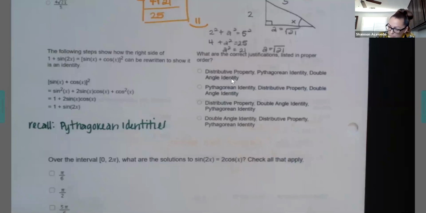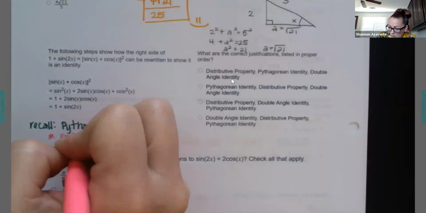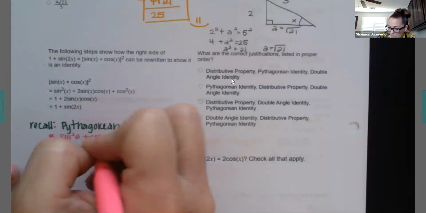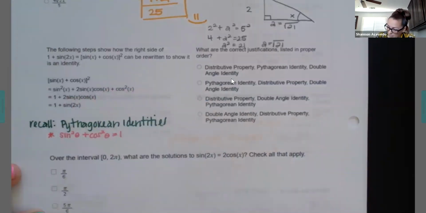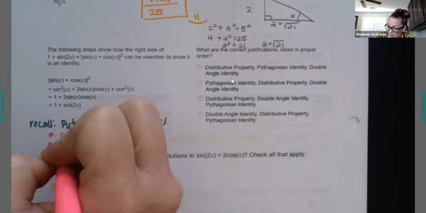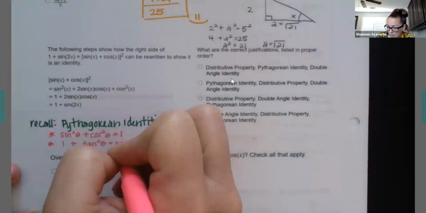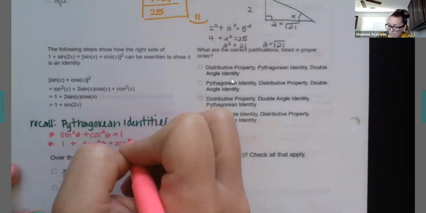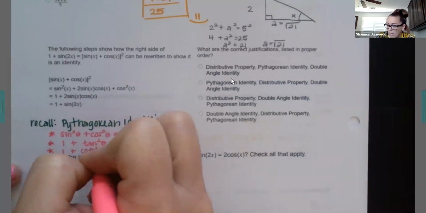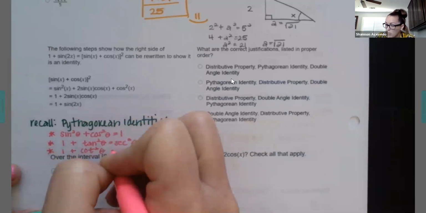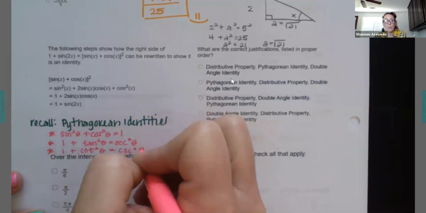So just as a little bit of a recall, I have sine squared theta plus cosine squared theta is equal to 1, which is one of your Pythagorean identities. I have 1 plus tangent squared theta is equal to secant squared theta. And my last one was 1 plus cotangent squared theta is equal to cosecant squared theta. These are the 3 Pythagorean identities.